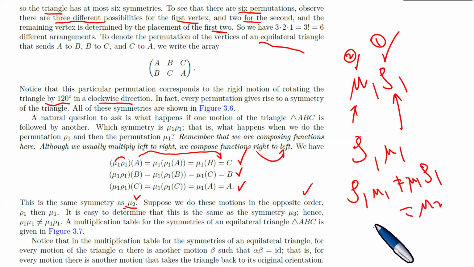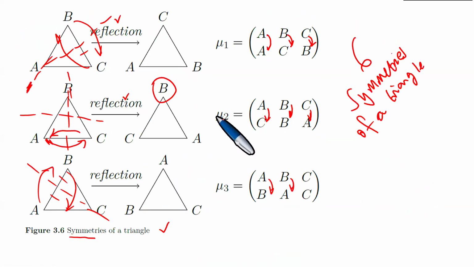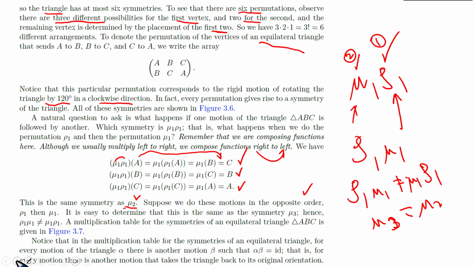But what is row 1 mu1? It is determined that this is the same as the symmetry mu3. If you do these motions in the opposite order, it produces mu3. Yet mu3 and mu2 are different. Mu2 and mu3 are different because this one is CBA and this is BAC. So mu2 and mu3 are not equal to each other.